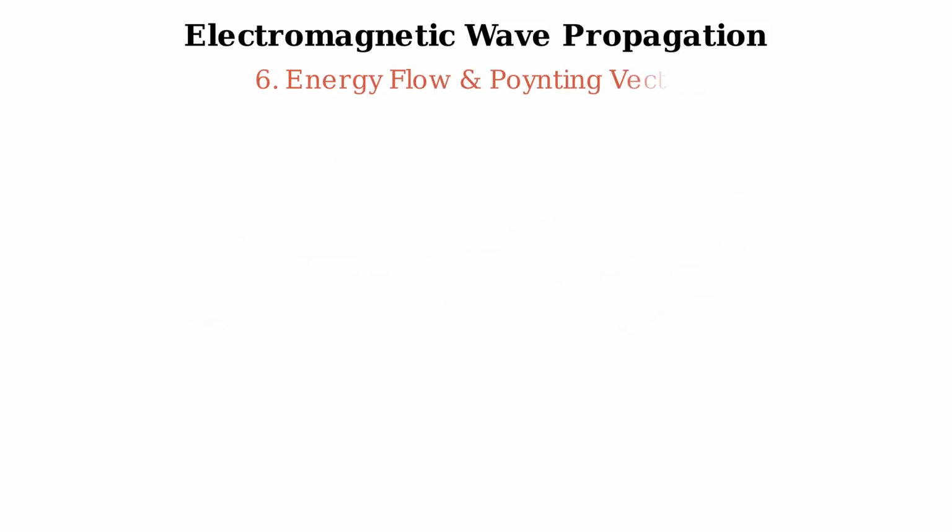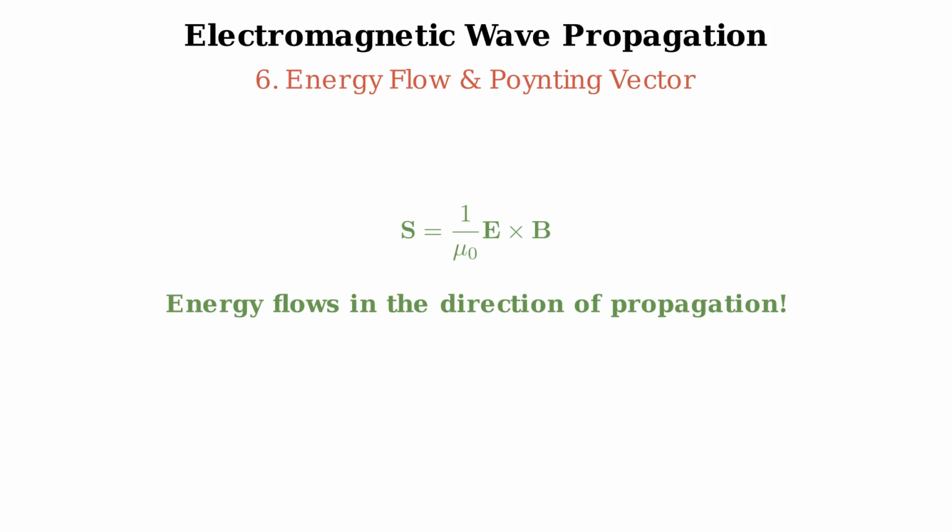Finally, how does the wave carry energy? The energy flux is given by the Poynting vector, S, which is E cross B divided by μ0. Because E and B are perpendicular to each other and to the direction of travel, their cross product points exactly in the direction of propagation.